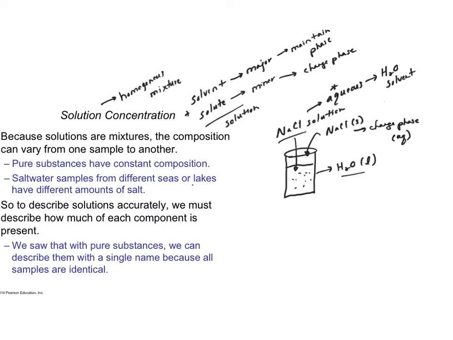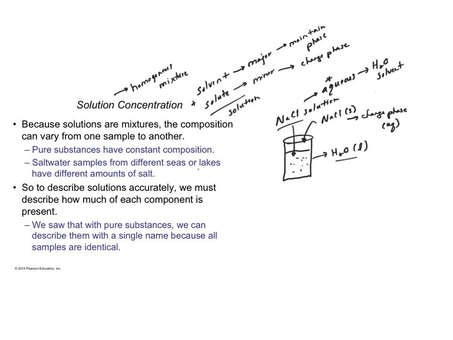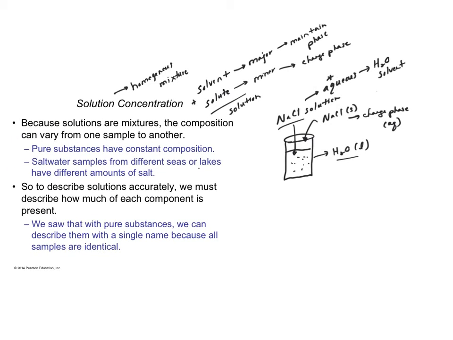But just as a note, because solutions are mixtures, we actually have to specify how much of the solute we have relative to the solvent, because that can differ. We can change that. So for example, let's say in our first saltwater solution we put in 10 grams of NaCl, and let's say we had a liter of water. We stirred, it dissolved, and we made our solution.